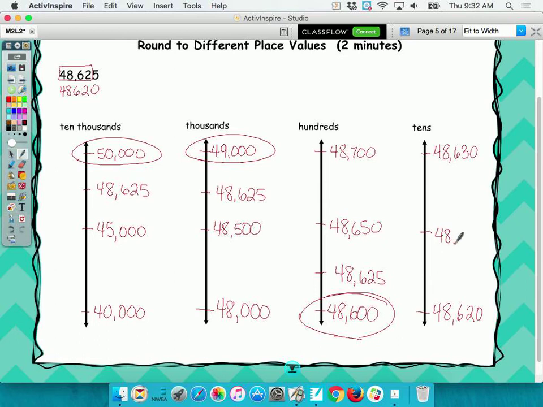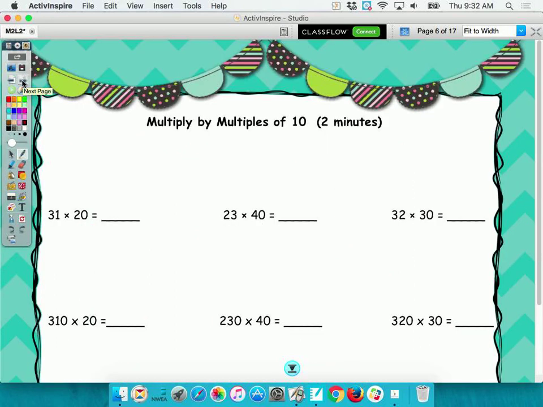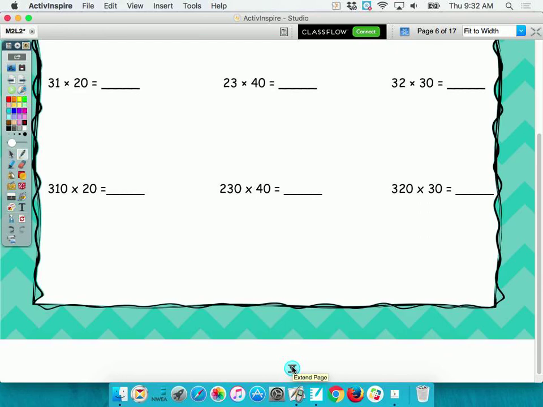48,625. Oh, that number looks familiar. That's the number I'm rounding. Do I circle the midpoint? Yes. No. What do I do? You circle the number at the top. It goes up. Because 5 and up always goes up. Good.